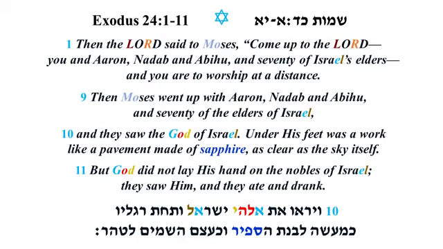But God did not lay his hand on the nobles of Israel. They saw him, and they ate and drank. Okay, there's 2 points I wanted to make here. One, there were 70. So there again the 70 shows up. And even the bigger message in this one is verse 11: God did not lay his hand on the nobles of Israel. They saw him, and they ate and drank.